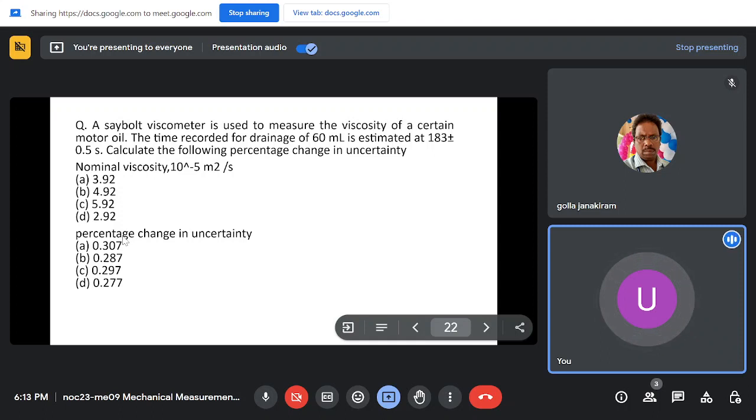First you have to calculate the nominal viscosity, and then the percentage change in uncertainty of the viscosity. First you have to find out the nominal viscosity, and then you have to find the change in uncertainty of the nominal viscosity. So you have to find two things: first we have to calculate viscosity, and then the percentage change in uncertainty.